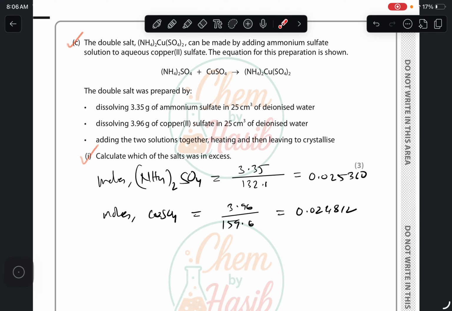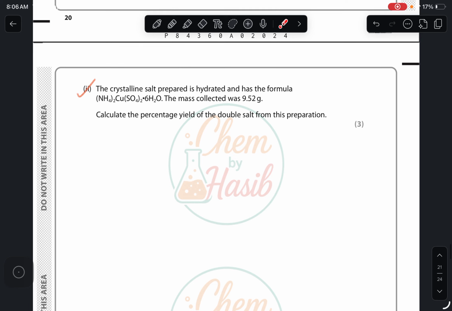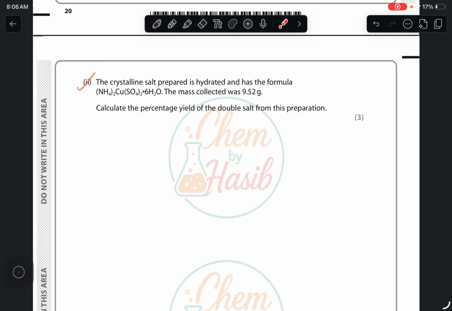So definitely ammonium sulfate, NH4, is in excess because it has slightly greater moles. Then we move on to the next question. It says the crystalline salt prepared is hydrated and has the formula (NH4)2Cu(SO4)2·6H2O. The mass collected was 9.52 grams. Calculate the percentage yield of the double salt from this preparation.